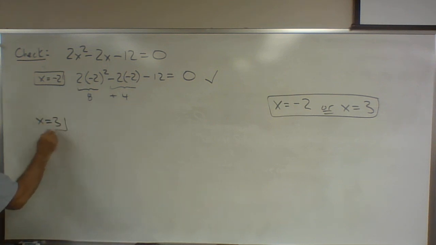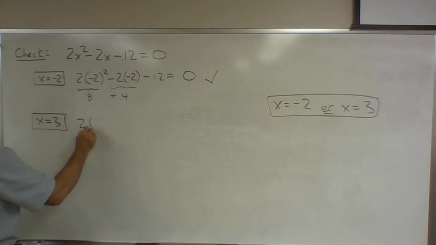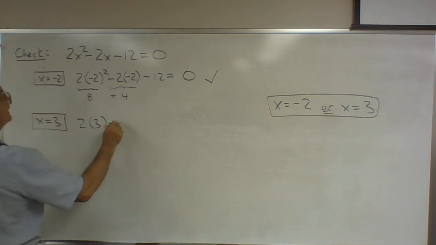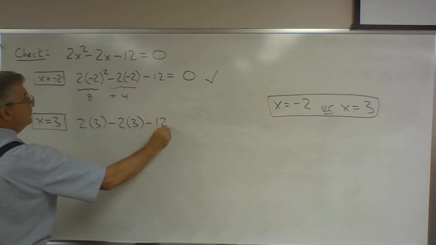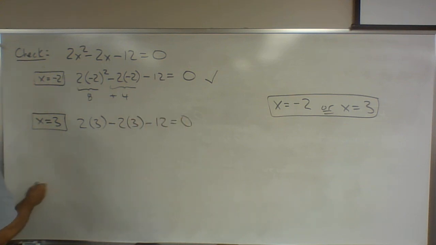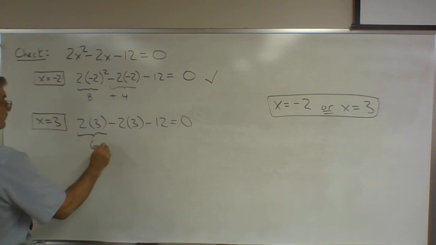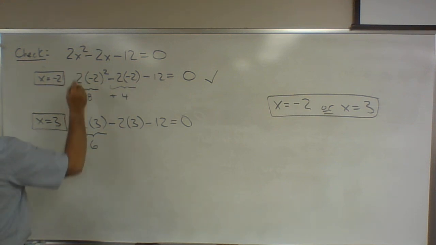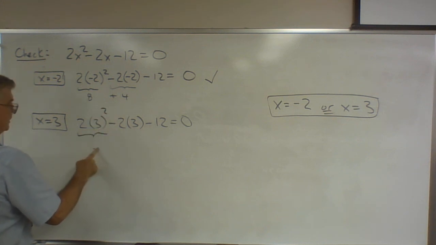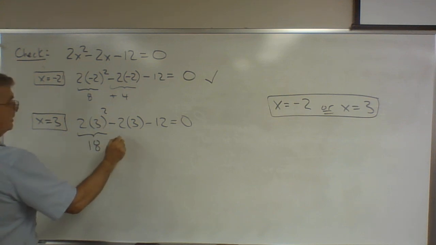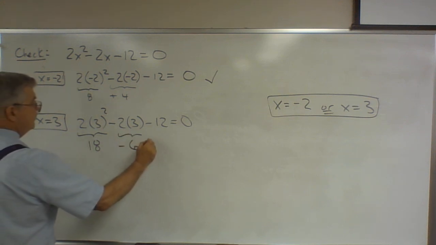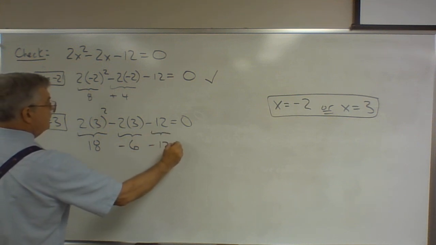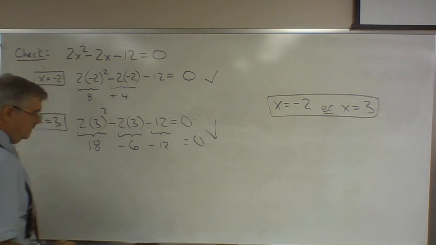X equals 3. 2x squared minus 2x minus 12 equals 0, we hope. And this is 6. Oh, my goodness. 2x squared. Holy moly. So this is 2 times 9 is 18. Minus 6 minus 12 equals 0. Check. Okay.